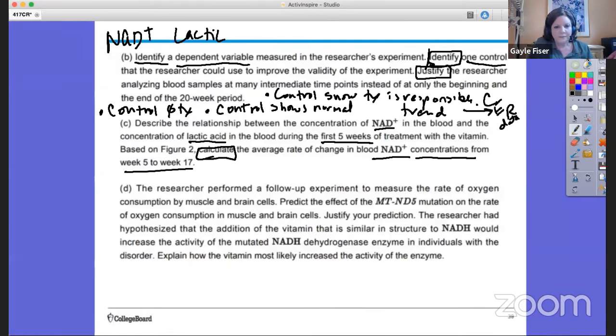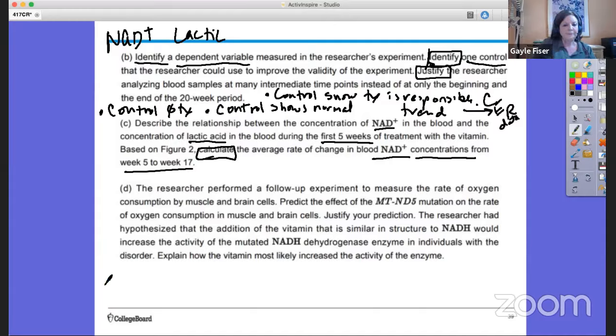All right, so now let's go to D. The researcher performed a follow-up experiment to measure the rate of oxygen consumption by muscle and brain cells. Predict the effect of the mitochondrial ND5 mutation on the rate of oxygen consumption in muscle and brain cells.